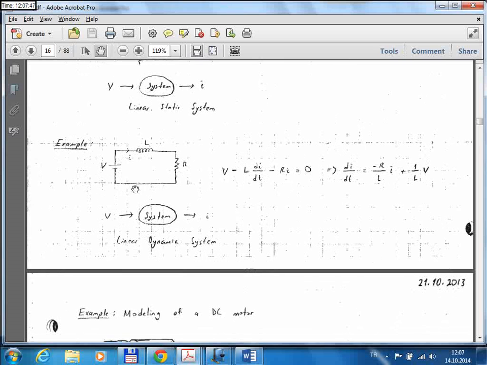So to consider this as a system, the input is the voltage applied, and for output you can choose the current flowing through the circuit as your output.